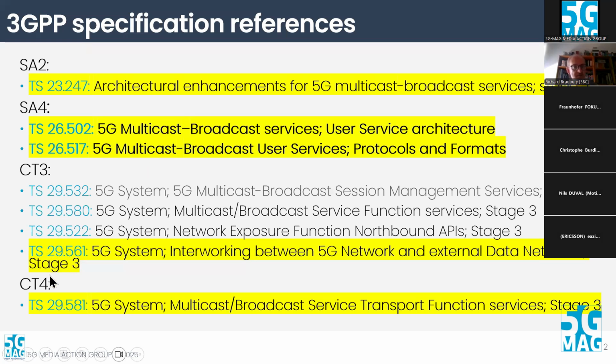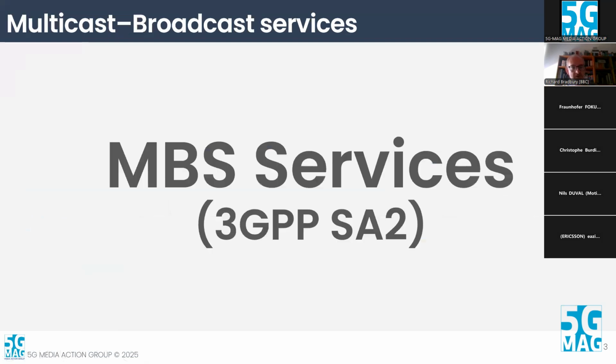Then there's a couple of CT specs that are relevant at the moment. The first one is this 29.581, which is the API to configure the MBS transport function. That's mainly of interest here at the moment. And then there's this other 26.561 spec that has some extra detail on protocol stacks, which I'll mention as I go along. So anyway, let's just whiz through quickly.